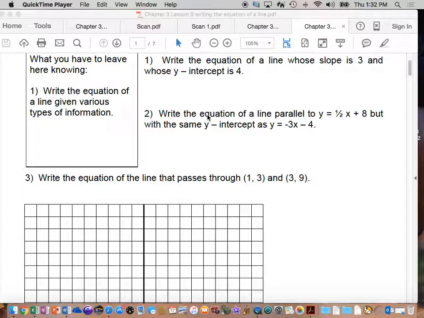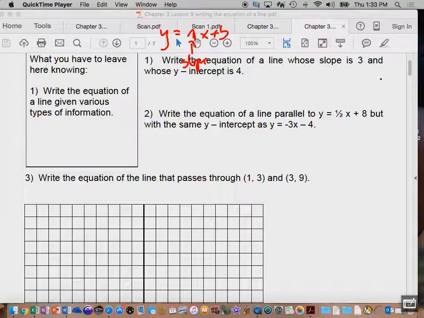Okay, so, write an equation of the line whose slope is 3 and whose y-intercept is 4. Now, as soon as you see a question that asks for the equation of a line, what always pops into your head? Y equals what? Y equals mx plus b. Good. What does m stand for, everybody?